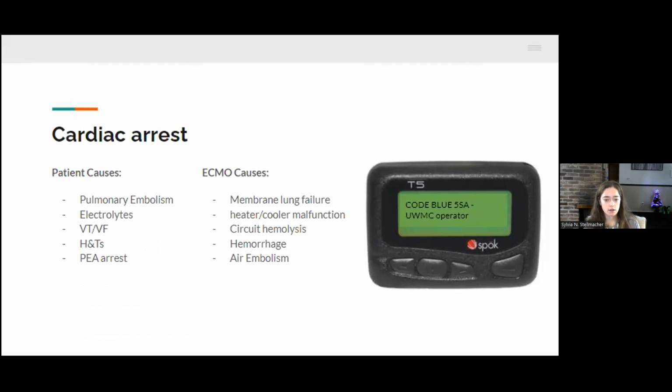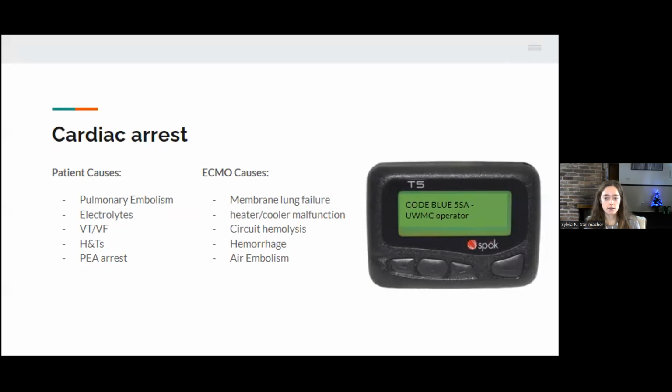I'll touch briefly here on cardiac arrest, since we do run codes at Montlake and at Harborview, which occasionally has the VA-ECMO patient. When you do get a code, if you do go to a patient on VA-ECMO, which is often rare because they often are managed just by the bedside team quite quickly, you do want to assess the normal causes for cardiac arrest, which can be the usual causes like a pulmonary embolism, electrolyte problems, VT, VF. Think of your usual H's and T's.